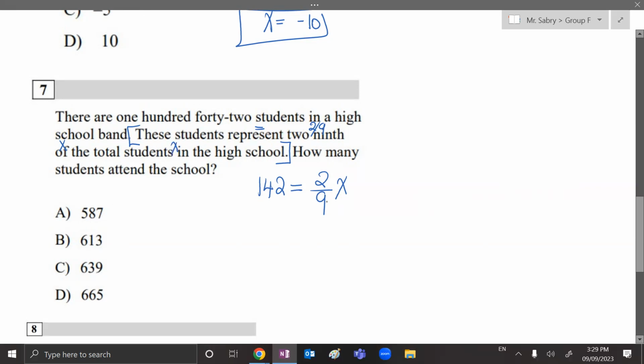How many students attended the school? All you need to do is move the 2/9 to the other side by division. So 142 divided by 2/9, and it got you, I'm sorry again, 639. That's very well done, Yasin. Good. Makes sense?